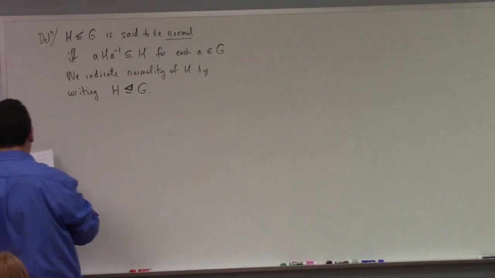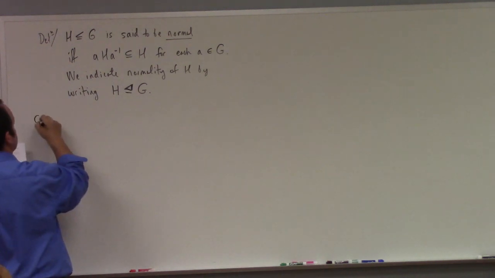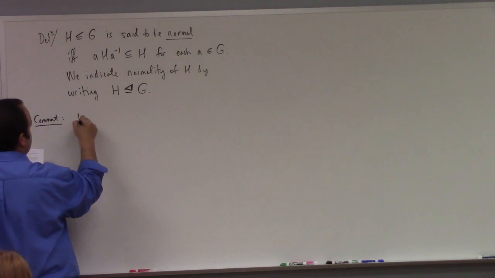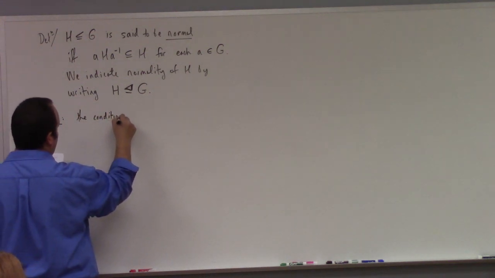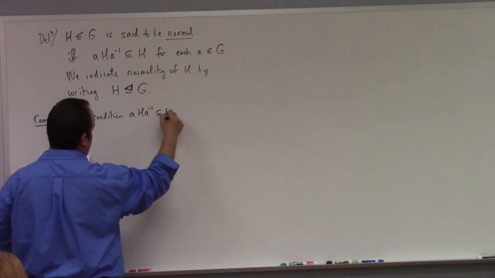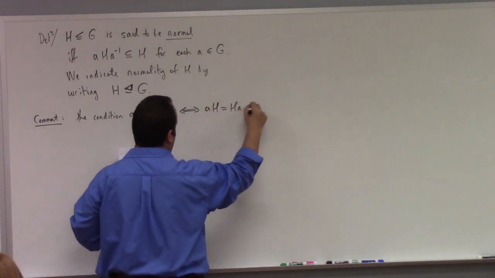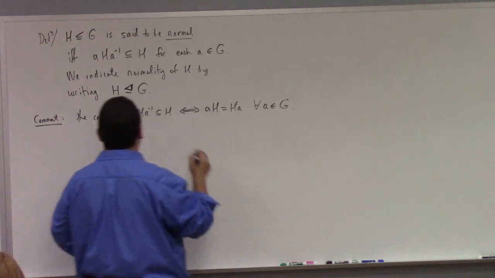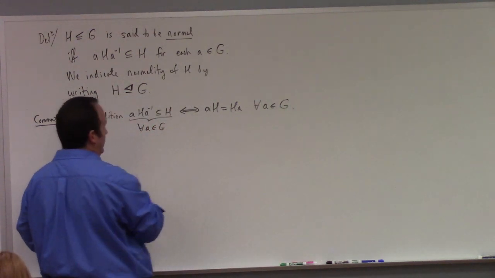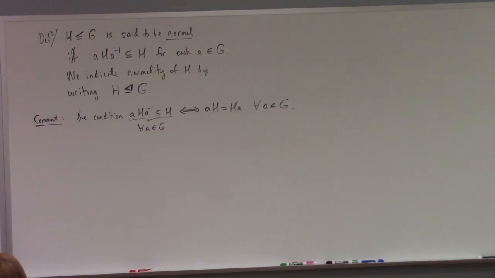So, comment. The condition aHa inverse is a subset of H is equivalent to saying that aH is equal to Ha for all a in G. That for all a in G is equivalent to saying that the left and right cosets of H match for all a in G. I'm stating the definition as I am to make our life easier, because for proofs and problems, the condition which I wrote down is often easier to verify and is in fact logically equivalent to the fact that left and right cosets match.